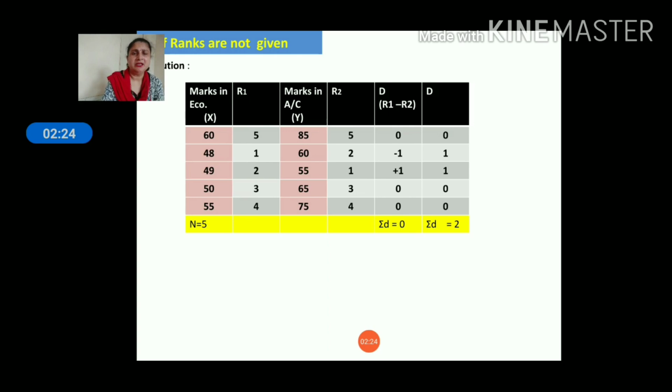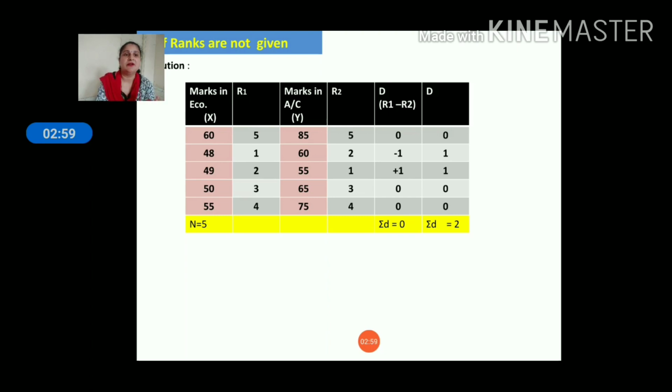Now in the same way as we have done earlier, we have to find R1 minus R2, that is the difference of ranks R1 and R2. We will get D. So here 5 minus 5 will give 0. 1 minus 2, 1 is smaller and 2 is larger, we will get minus 1. 2 minus 1, 2 is larger, 1 is smaller, we will get plus 1. Then 3 minus 3 again 0, 4 minus 4 0. So in total D we have got plus 1 and minus 1.